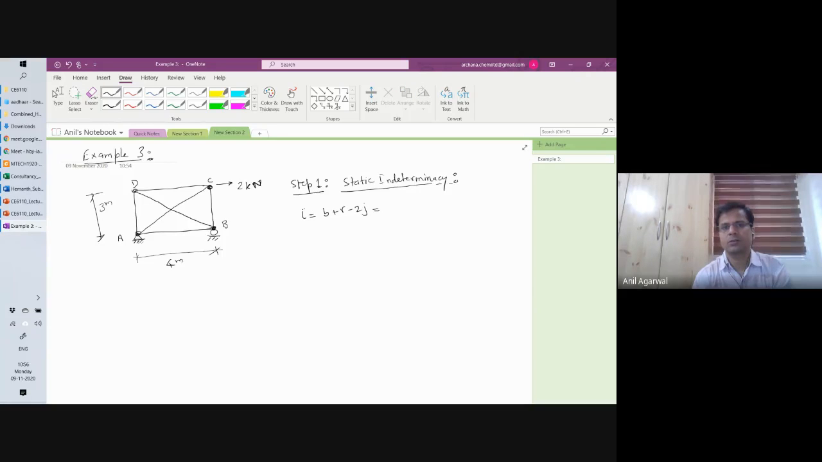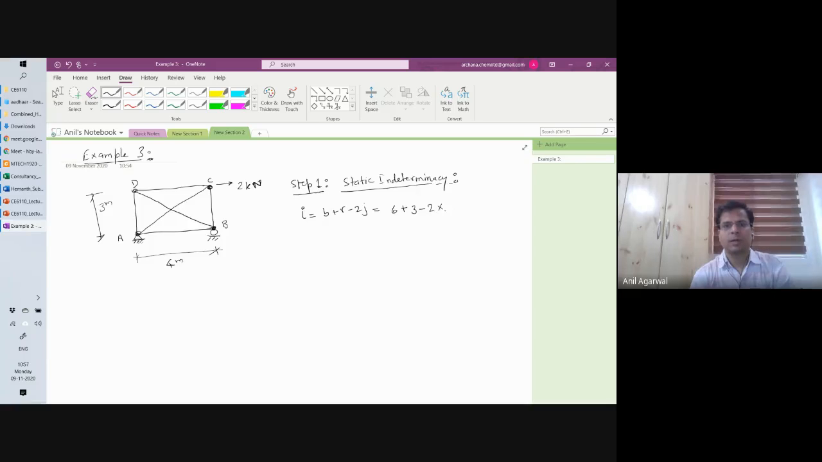For trusses, I tend to use this one. And you don't have to use this particular method. You can use whatever method you are familiar with or comfortable with. B is number of bars, that is 6 bars are there. Plus number of reactions, I've got 3 reactions here. 2 reactions here, 1 here.